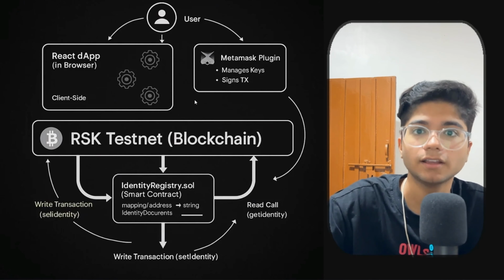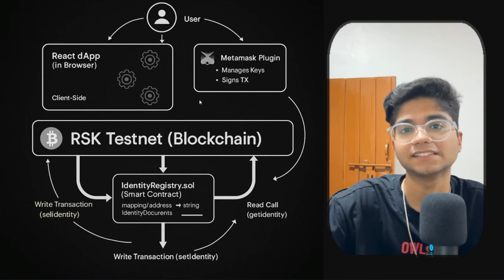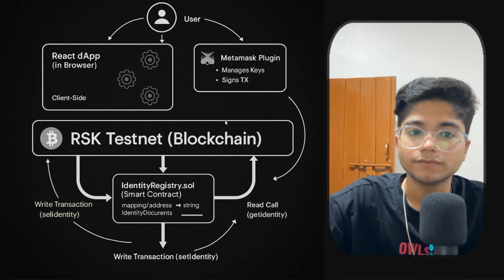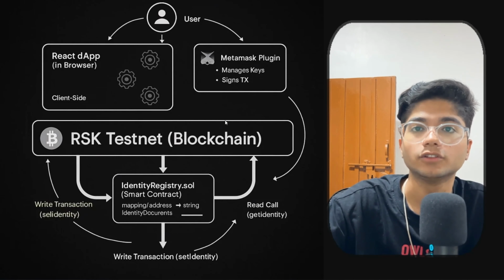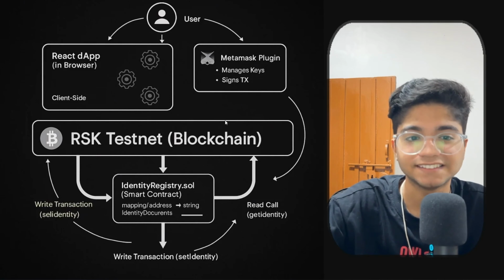We're going to use Remix in order to deploy our smart contract. It's basically an online IDE. And we have the Rootstock specifics, which are configuring MetaMask for RSK, deploying to Rootstock Testnet, and working with tRBTC.